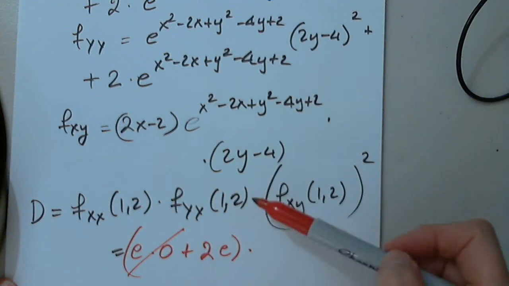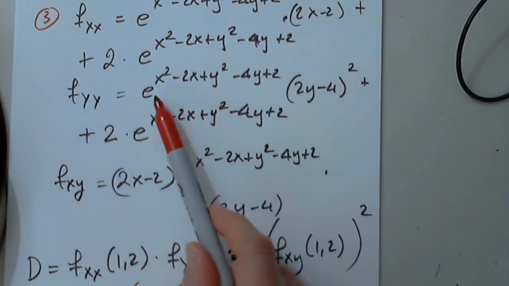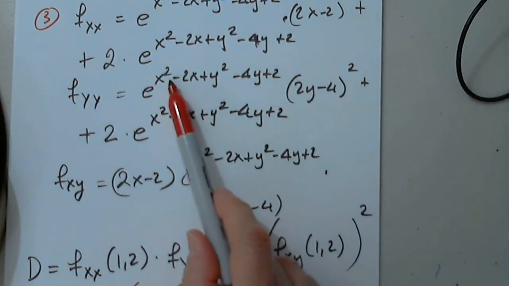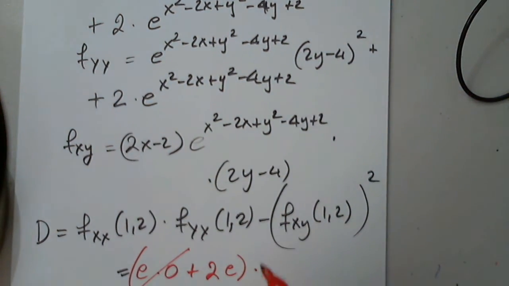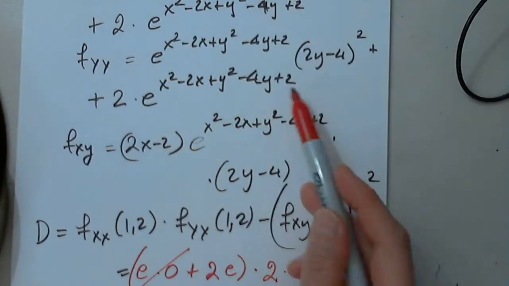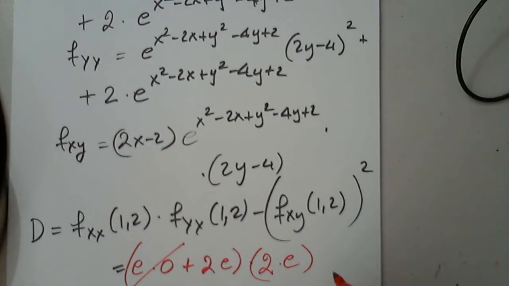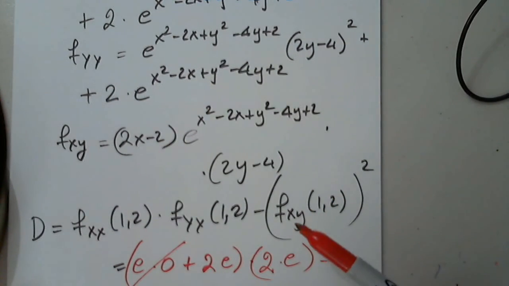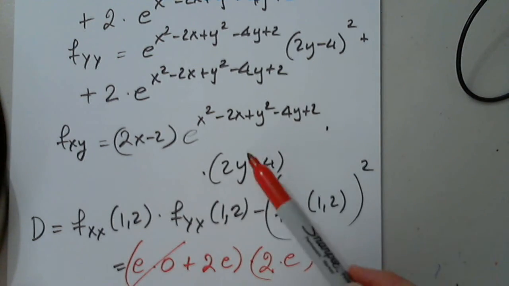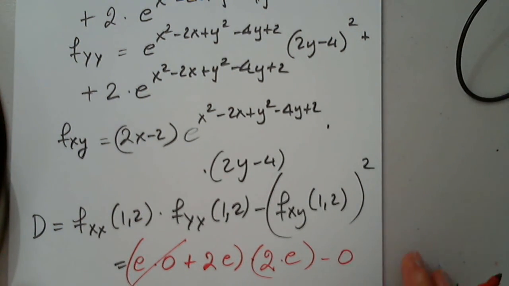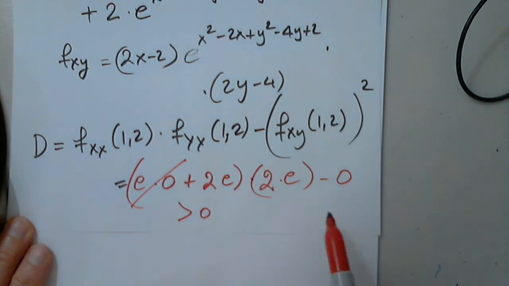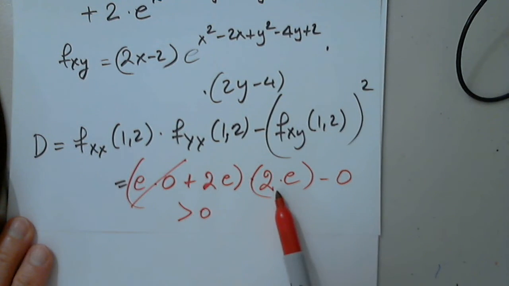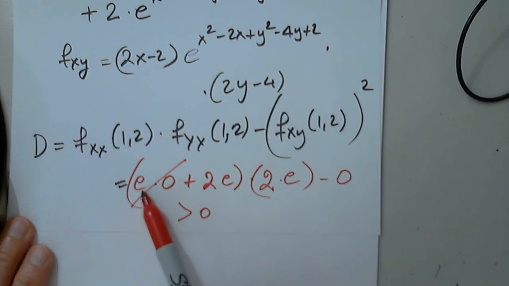Now I will evaluate fyy at (1, 2). This is still e. 2, this will be 0, so this is still 0. So this will be 2 times e again. Okay, minus. When I plug in (1, 2) in here, this is 0 and this is 0, the whole thing is 0. So this is definitely a number greater than 0, because 2e times 2e will be 4e squared. It's a number, I don't even care about the number. I just care about the sign.